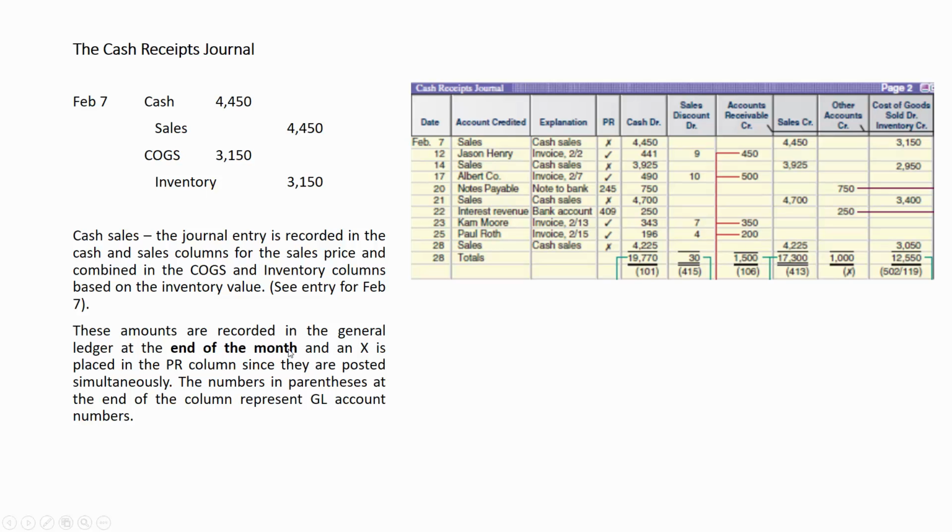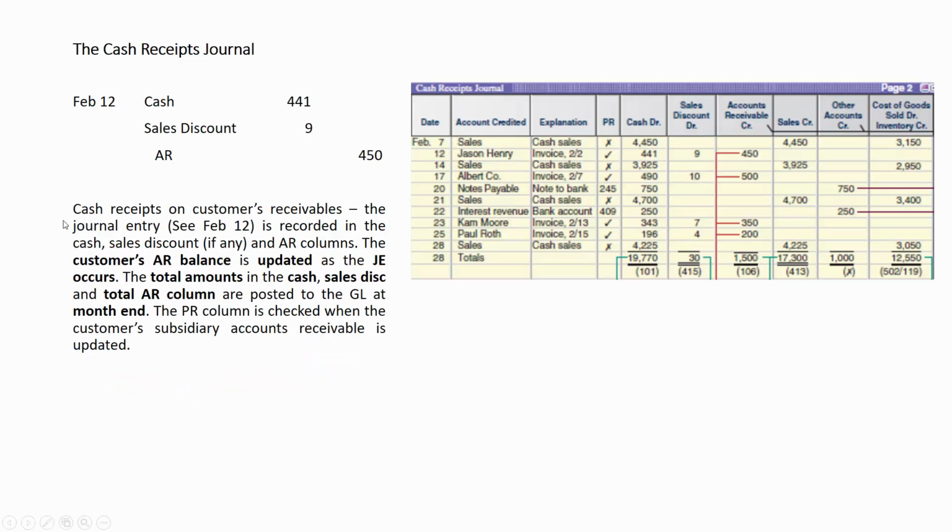There's no subsidiary ledger involved except for the inventory, but your book doesn't show the inventory being updated daily. You will see that in Per Disco. You won't see it in your book. These amounts are recorded in the general ledger at the end of the month, and an X is placed in the PR column since they are posted simultaneously. The number in parentheses at the end of the column represents general ledger account numbers.